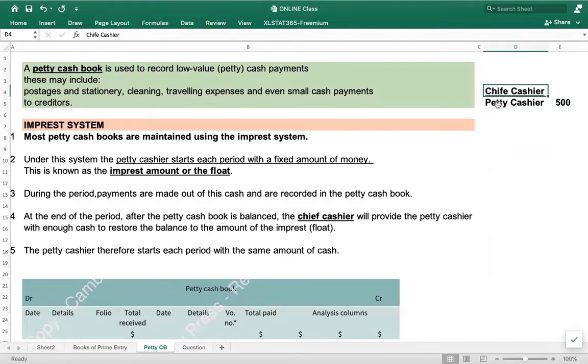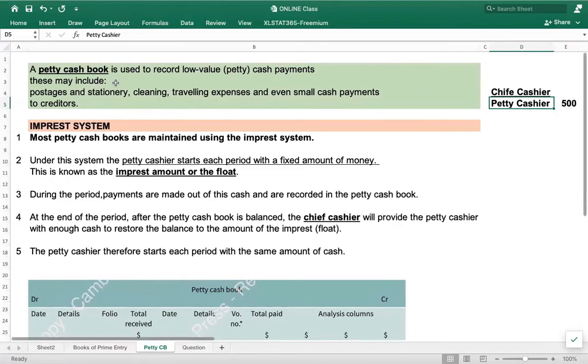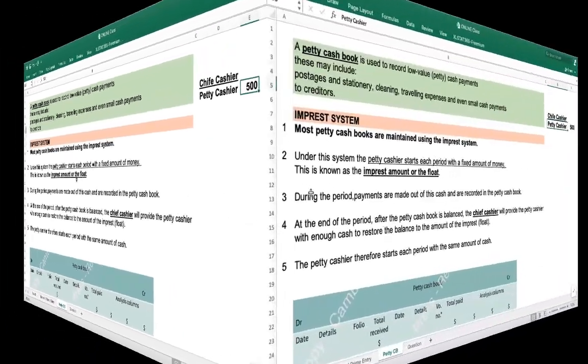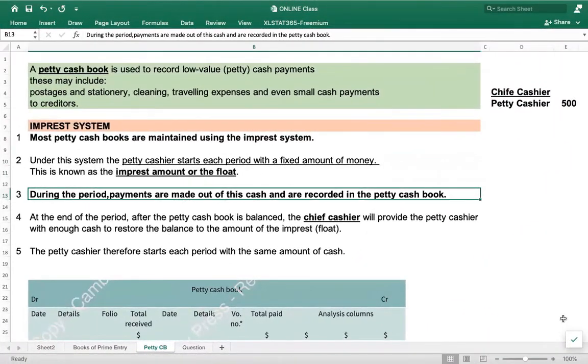So the chief cashier handed over $500 to the petty cashier on the first day of the month, let's say. Using this $500, the petty cashier will keep on making small payments, and he keeps on recording those small payments in the petty cash book. So this $500 in my example is known as what? Imprest amount, or it is also known as what? Float. Got it?